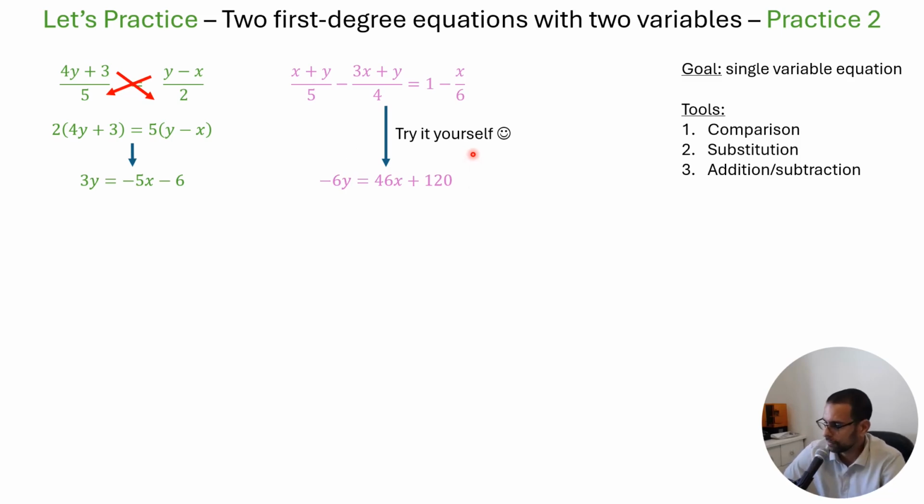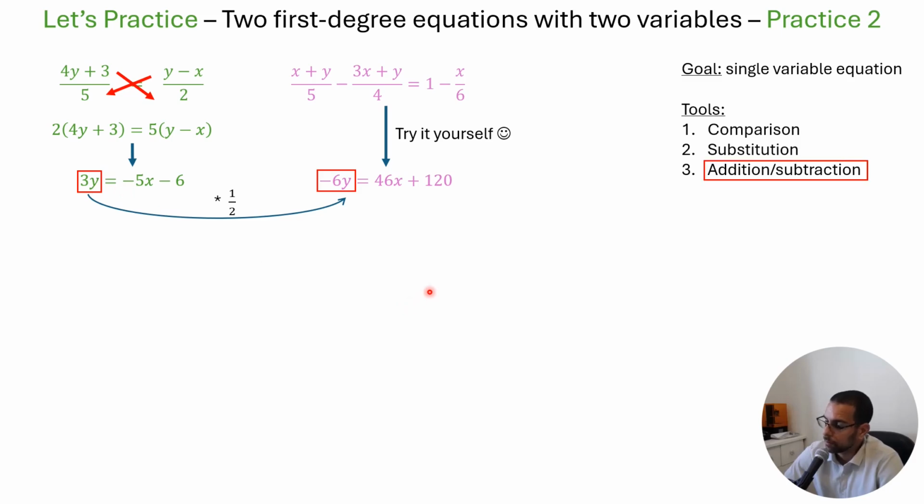All right, you did it. So what do we have here? We have a situation where if I multiply this -6y by a half, I'm going to get the opposite sign of 3y. Okay, so let's do it. And then we're going to use the addition subtraction tool. All right, we did it.